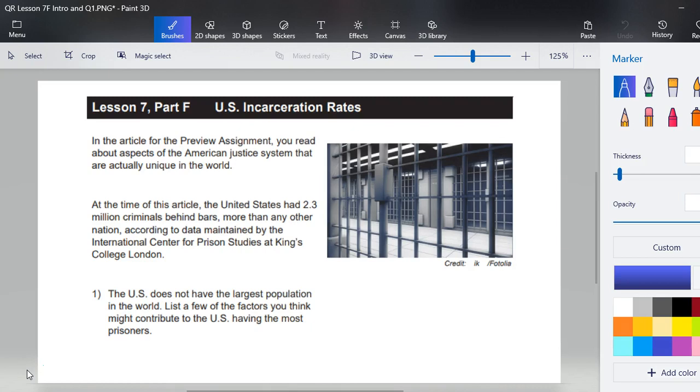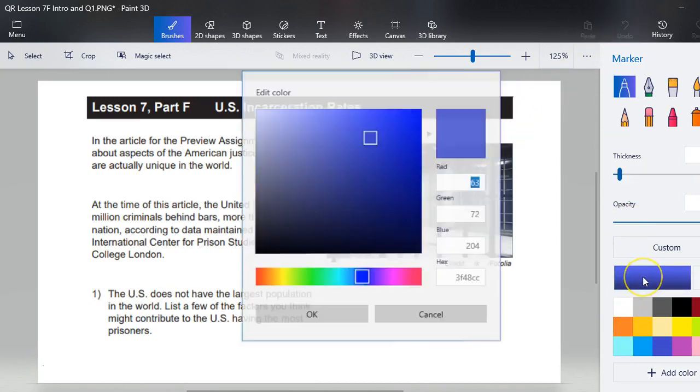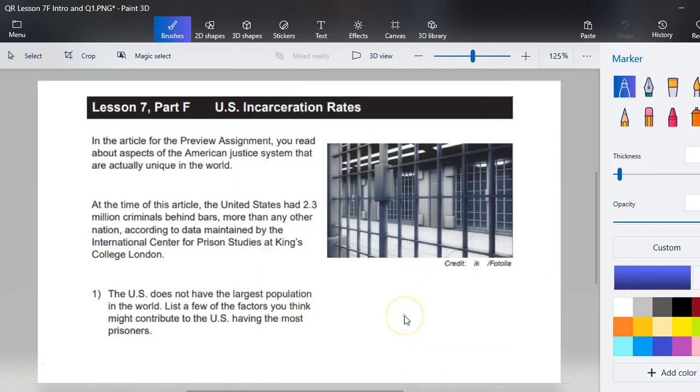To begin, in the article for the preview assignment, you read about aspects of the American justice system that are actually unique in the world. At the time of this article, the United States had 2.3 million criminals behind bars, which is more than any other nation, according to the data maintained by the International Center for Prison Studies at King's College London.